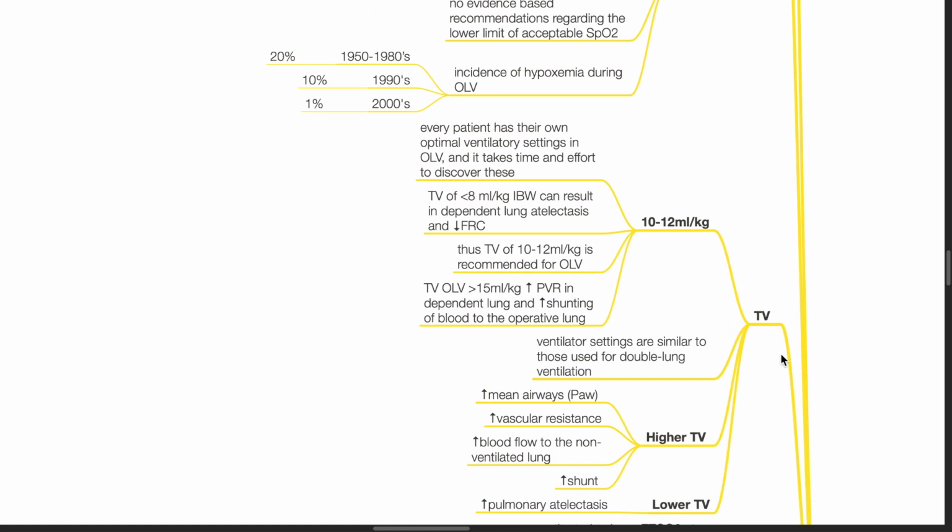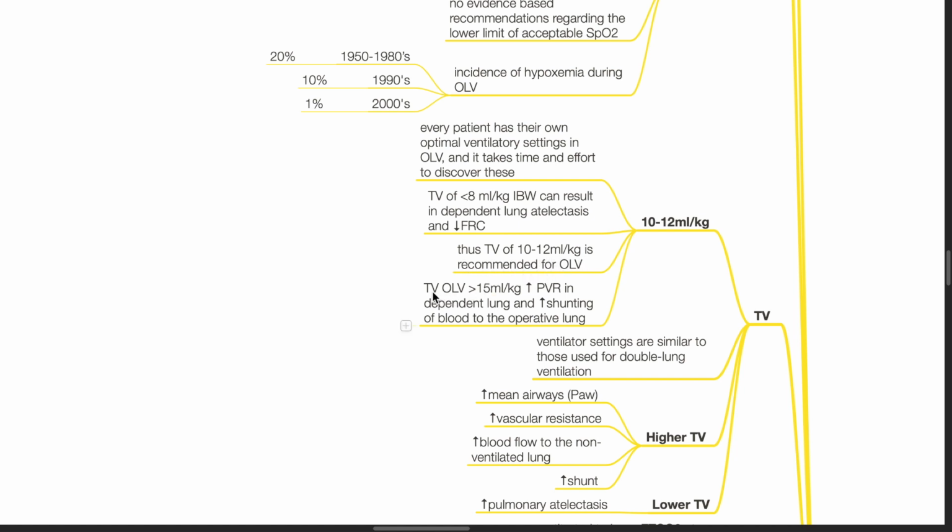Tidal volume: 10 to 12 mL per kg is recommended. Every patient has their own optimal ventilatory settings in OLV, and it takes time and effort to discover these. Tidal volume of less than 8 mL per kg ideal body weight can result in dependent lung atelectasis and reduced FRC. Thus, tidal volume of 10 to 12 mL per kg is recommended.